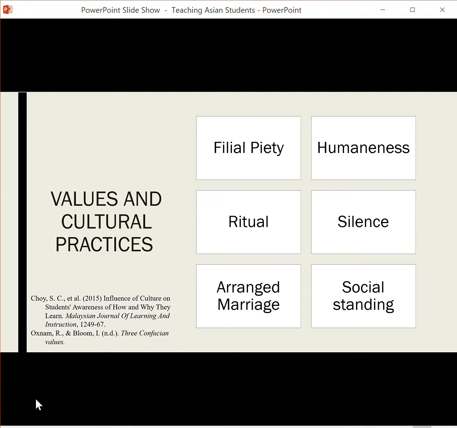Values and cultural practices. So filial piety, sorry if I'm saying that wrong, humanism, and ritual are 3 components of Confucianism. So filial piety says that you respect your parents and ancestors and elders. So that's back to respecting and honoring the family. Like I said earlier, a child knows that their actions have ramifications for them and their family. So their actions can bring pride and honor to their family, or it can bring dishonor to the family.